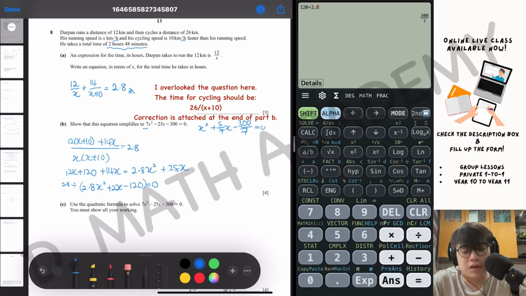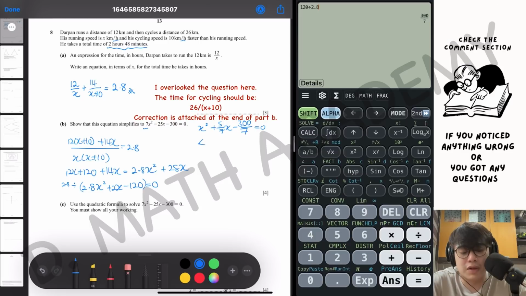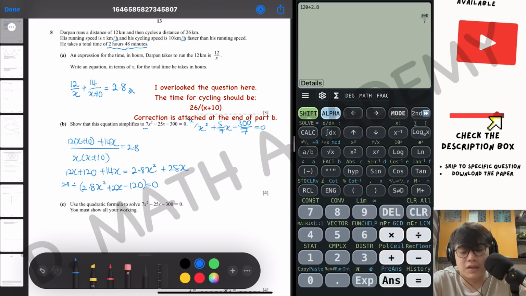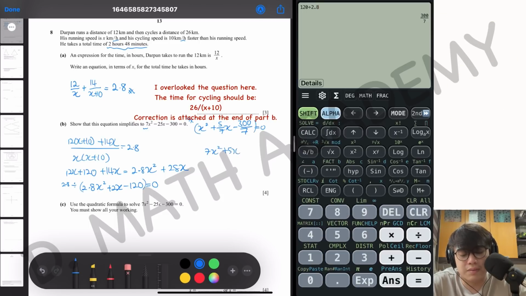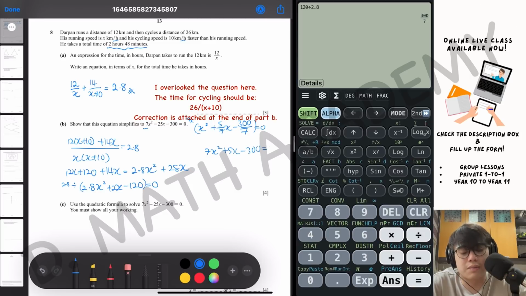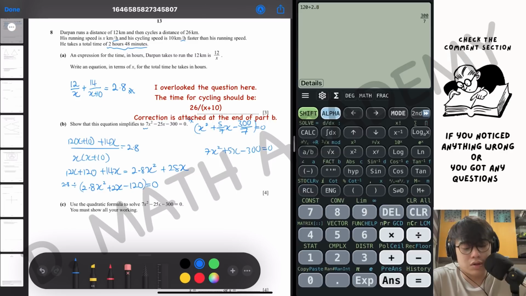Okay, and then to make them into 7x squared, you now multiply 7 into the entire thing, kindly take note. Then you get 7x squared plus 5x minus 300 as requested by the question here. Okay, there must be some miscalculation.